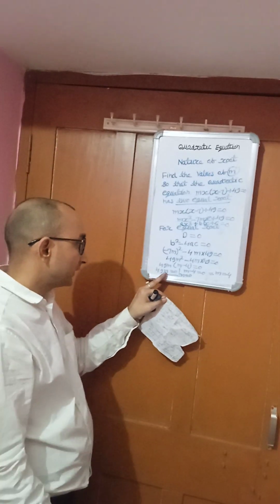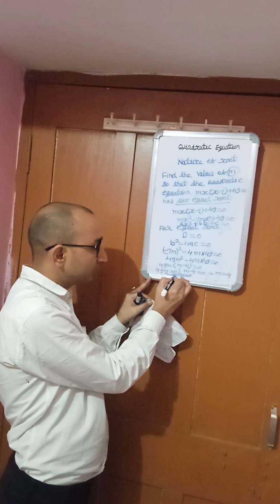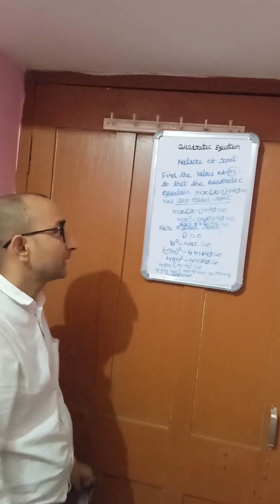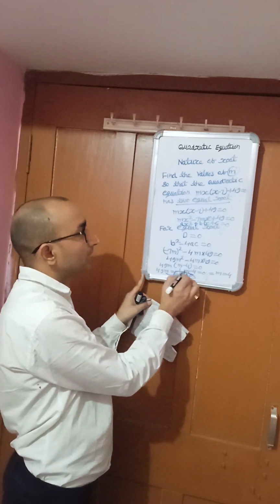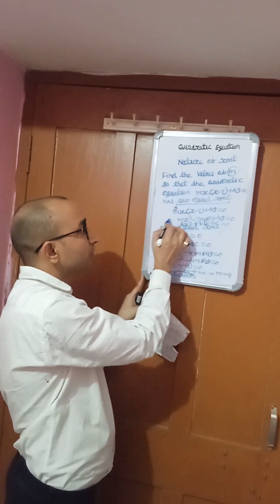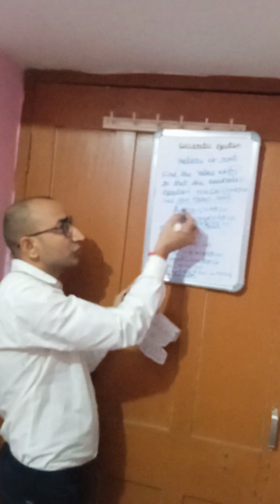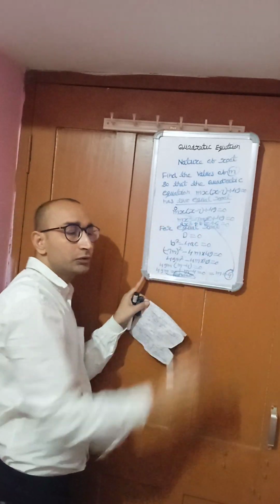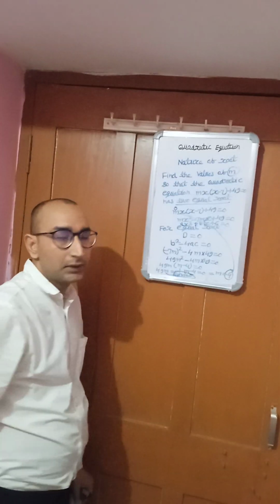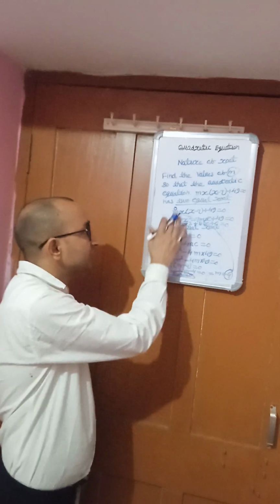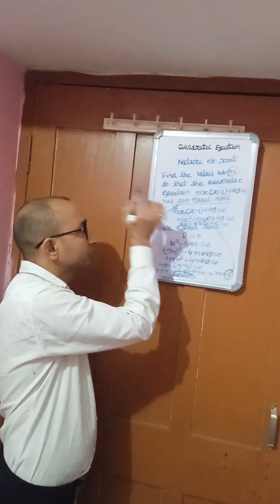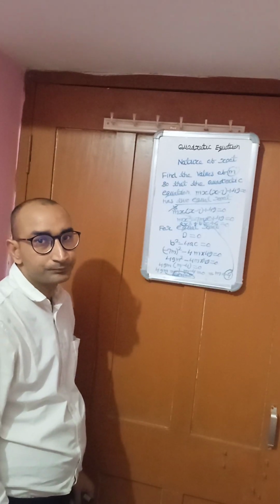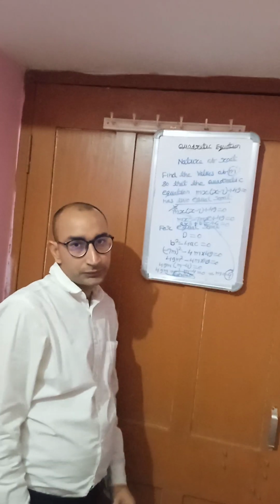49 into m equals 0, then 0 divided by 49 means m is 0 here. So we cannot take 0, because if we put 0 here, then it is not a quadratic equation. So we have to take 4 here. The value of m is 4. We can't take 0. This is the solution.